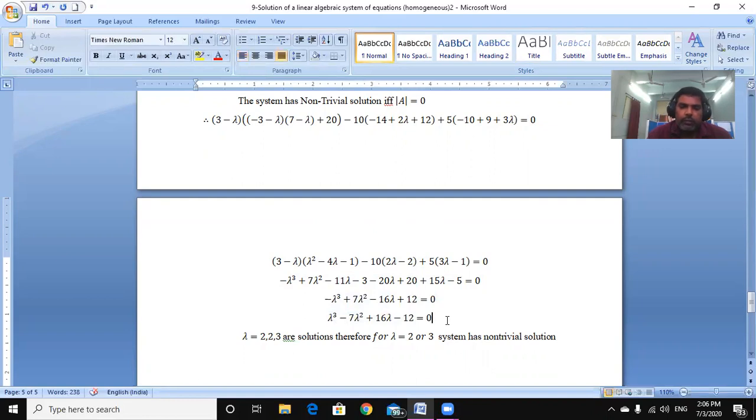The solution of this equation: it is a third degree polynomial which has at least one real root, but here it has 3 real roots, 2 is repeated twice. Therefore, for lambda equal to either 2 or 3, you can take either 2 or 3. Now this system has a non-trivial solution.